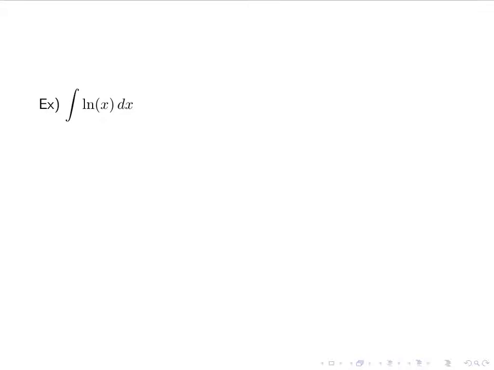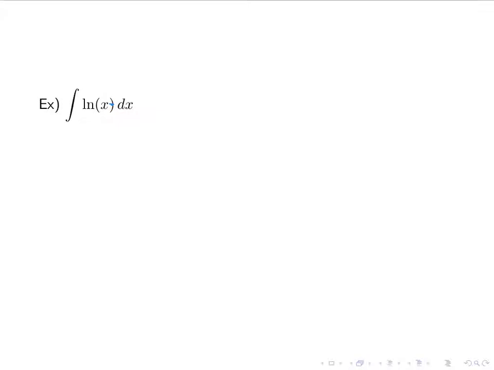Let's try another one. The integral of ln of x dx. Now notice we have not actually done this integral yet. We've done integrals that we get out the natural log, but we haven't integrated the natural log yet. And that's because we need to do it by parts. Even though it doesn't look like a product, we can think of it as ln of x times dx.